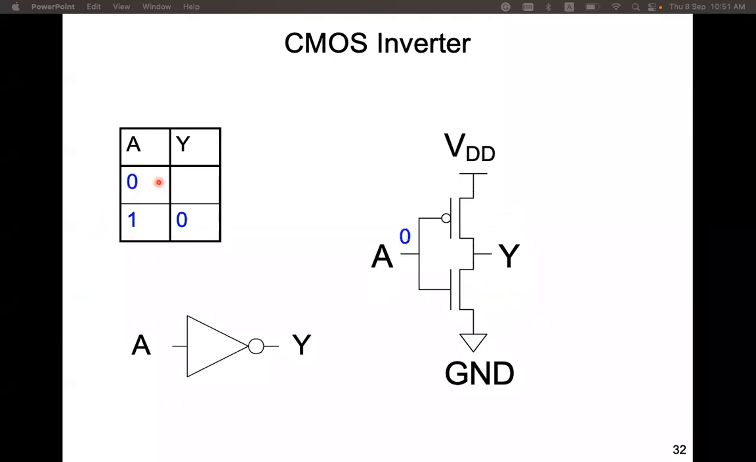When the input is low, the PMOS is turned on and the NMOS turned off. So Y is shorted to VDD and is regarded as 1. So here we have three representations of an inverter: a symbol representation, a truth table, and a schematic description of an inverter.